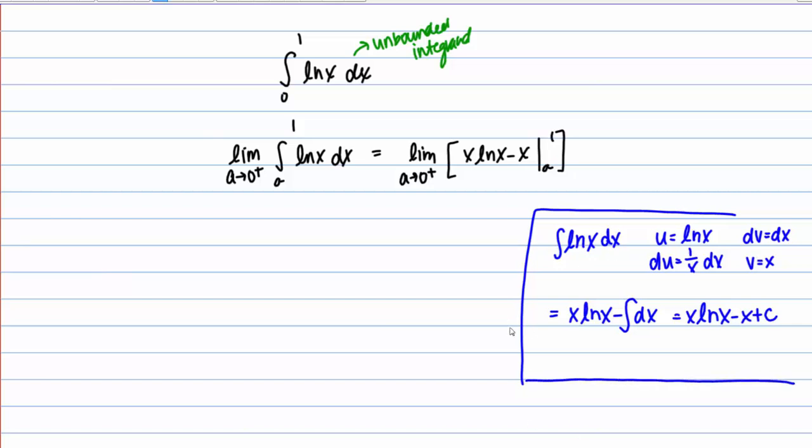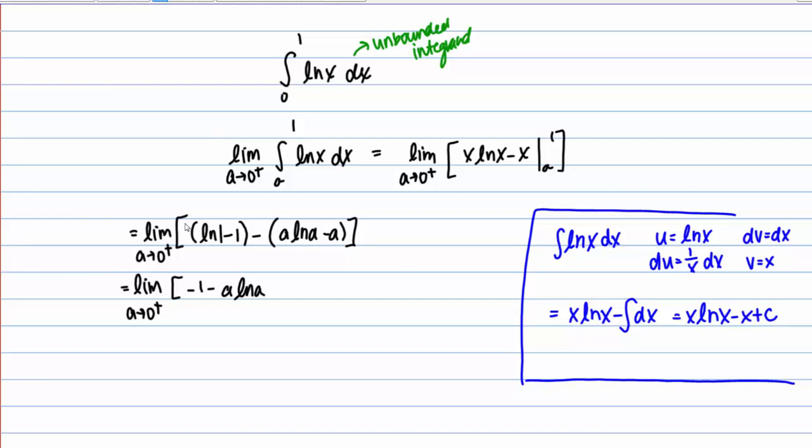But anyway, now that we have the antiderivative, we can plug in our bounds, still remembering to carry that limit along with us. If I plug in 1, I end up with the natural log of 1 minus 1. Subtract, and then I plug in a, so I get a natural log of a minus a. Simplifying a little bit, the natural log of 1 is 0. So inside my brackets I get negative 1 minus a natural log of a plus a.